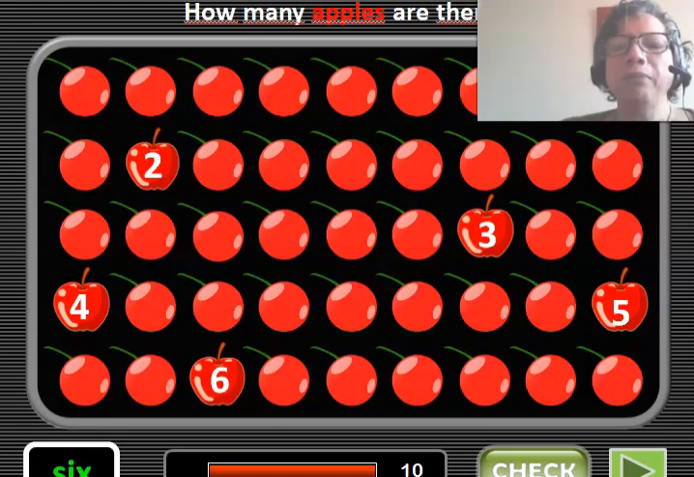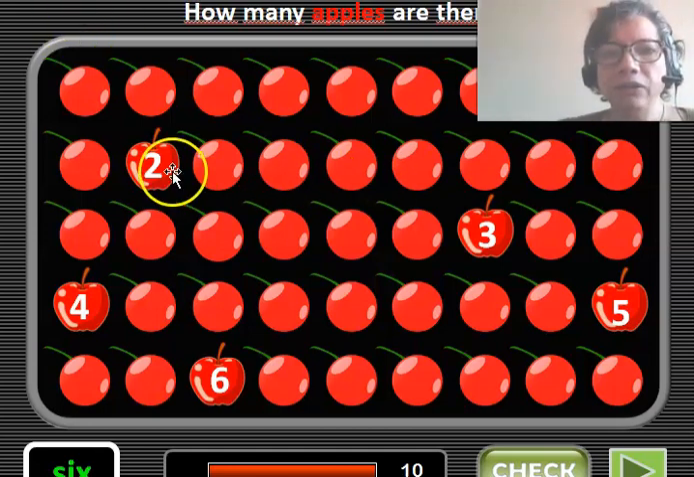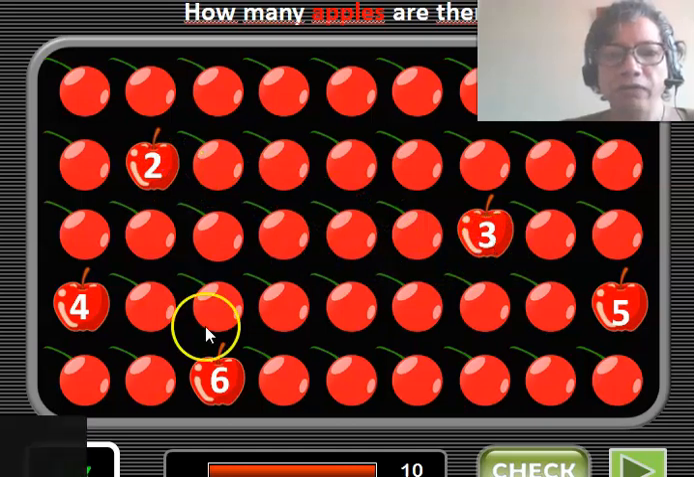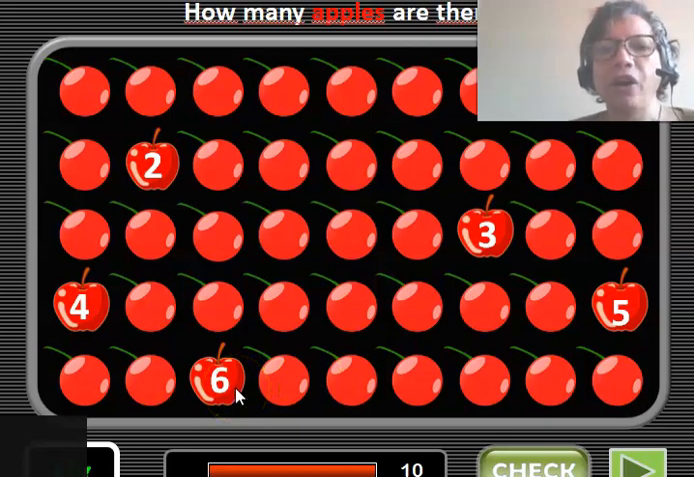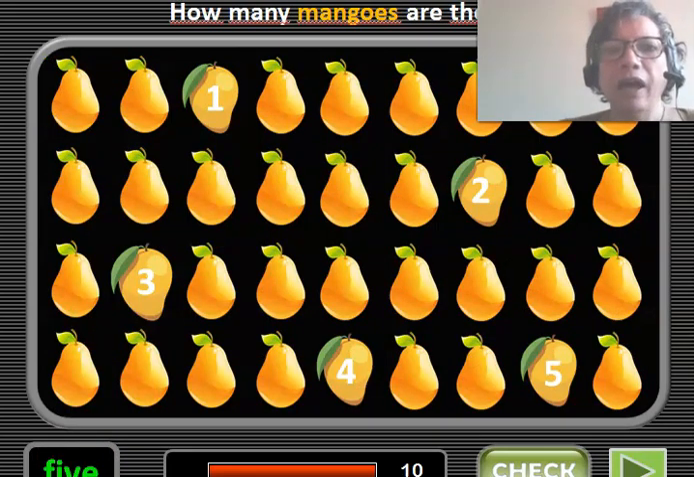How about this one? How many apples are there? There are 1, 2, 3, 4, 5, and 6 apples in the picture. There are 6 apples in the picture. All right. Next one. How many mangoes are there? There are 1, 2, 3, 4, 5 mangoes in the picture. There are 5 mangoes in the picture. One more.